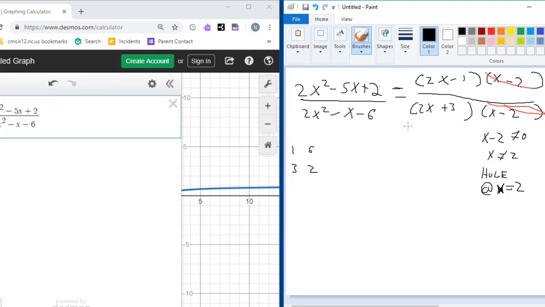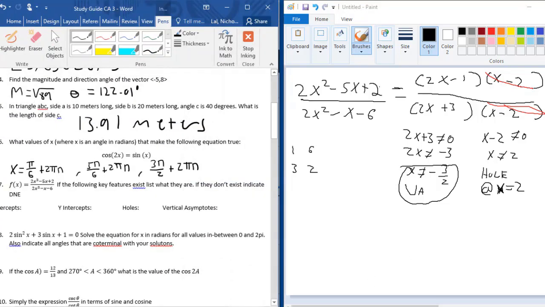2x plus 3 cannot equal 0. This does not cancel out, so it's a vertical asymptote. 2x cannot equal negative 3, so x cannot equal negative 3 halves. So that's a vertical asymptote. So once again, that's a hole, and that's my vertical asymptote.